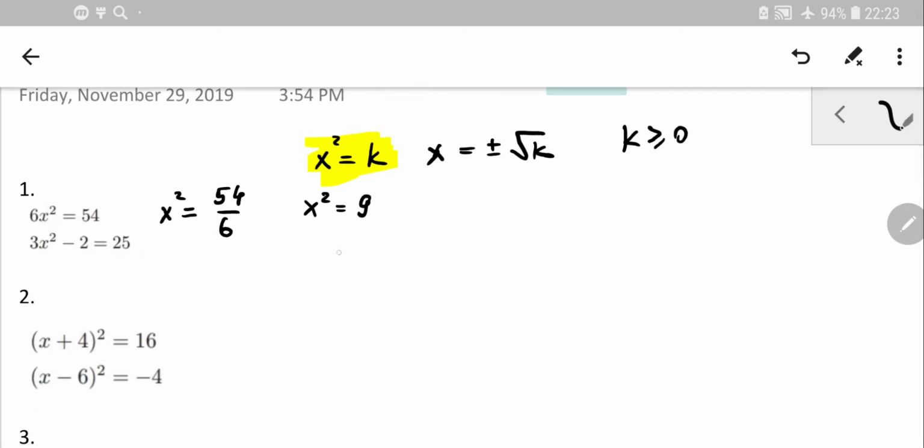Alright, so you've reached that form. In this case, k is 9. So we just take the square root of both parts, and we know it's 3. So that's why the solution is plus minus 3.